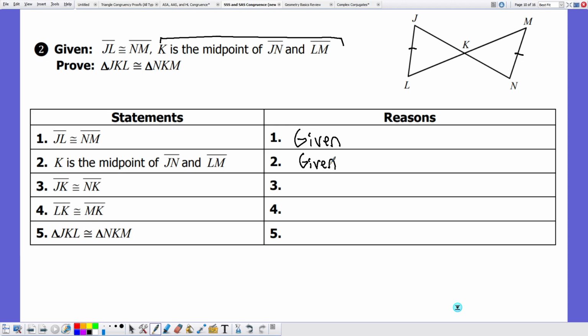So the third statement says that JK is congruent with NK. JK here is congruent with NK here. Well, how do I know that? Well, that directly comes from the fact that K is the midpoint of JN. Because K is the midpoint of JN, it splits it into two equal parts, JK and KN. Hence, my reason is going to be definition of midpoint.